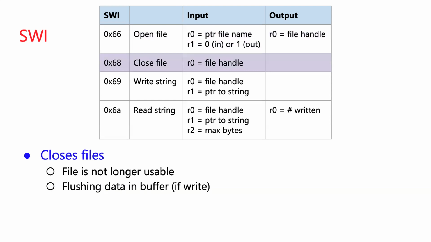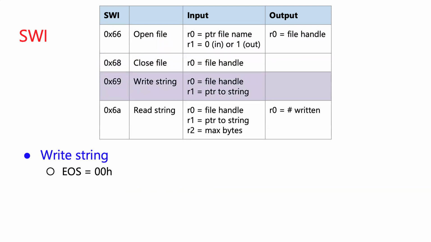Once you have a file open, you'll eventually need to close it. You just need to give back the file handle by raising software interrupt 68 and passing in the same file handle. I'm almost out of time, but let me see if I can get through the next two. They're pretty easy. There are system calls for writing and reading strings to that file. If you want to write, you set R0 to the file handle you want to write to, and R1 to a pointer to the start of that string in memory, and it will write the contents of a null terminated string to the file.